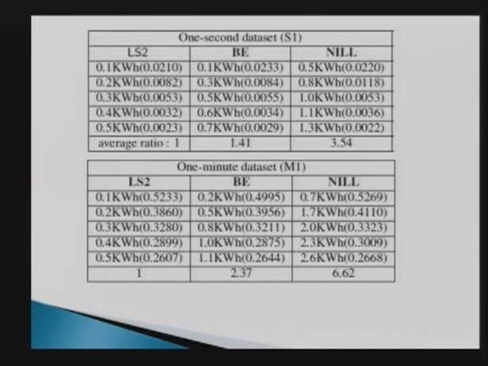And if we want to get similar privacy, so if we want to get a mutual information value close to that, for the best effort algorithm, for the 1 second data set, the average size of battery will be 1.4 times larger. And for the 1 minute data sets, the battery will be about 2 times larger than the battery in the LS2. And for the naive method, the battery will be even larger. So from the experiment, we can see that our stepping algorithm can obtain good privacy protection with a smaller battery, and that means a lower cost.